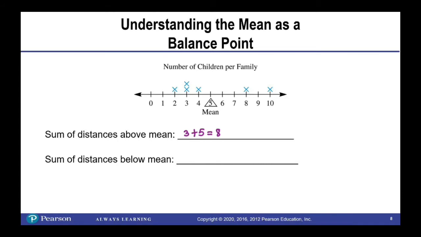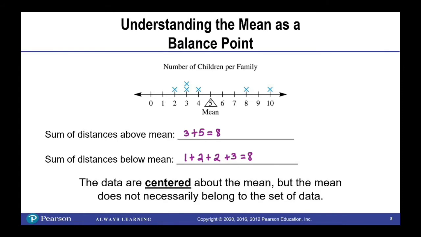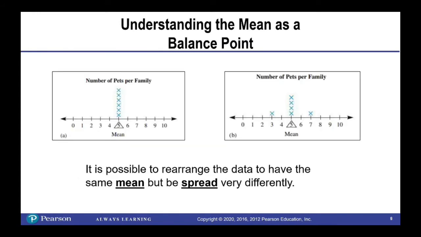Now, look at the data points below the mean. 4 is 1 away from 5. 3 is 2 away from 5. And notice that 3 is used twice, so I add 2 twice. And 2 is 3 away from 5. When you add your points, you get a total of 8. The data are always centered about the mean, but that doesn't necessarily mean that our mean is in our data set. And it's possible to rearrange our data so that they have the same mean, but the spread is different.